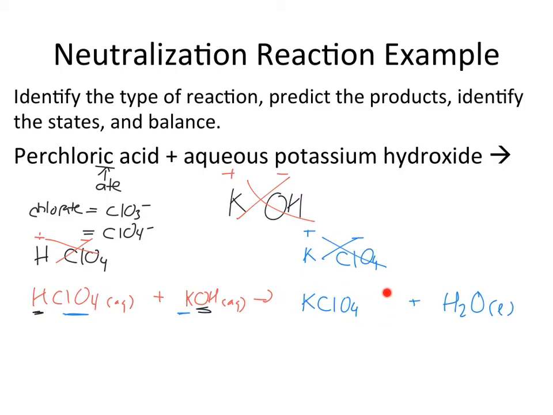solubility table to figure out what the state of KClO4 is. Now, if you go to your solubility tables, you'll figure out that it is going to be aqueous. Generally, these ionic salts that are created in neutralization reactions are going to be aqueous, but always make sure you check using your solubility table. Last thing we need to do is balance. We have one ClO4 here, one K, OH. There's our OH with an extra hydrogen, so it is balanced.